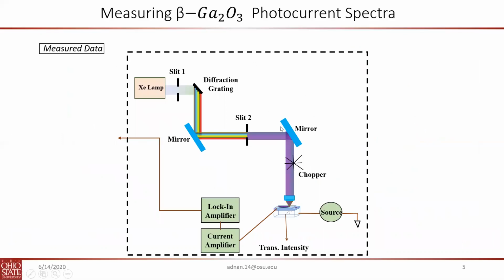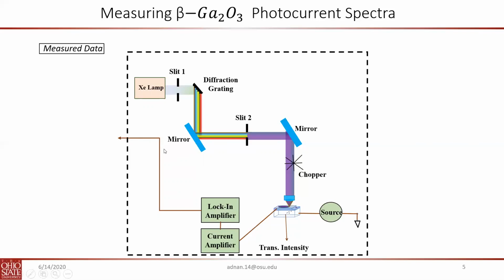So this is our experimental setup. We have a xenon lamp as the source, which produces light that goes through slits, mirrors, and a diffraction grating to produce a single wavelength light source. This single wavelength continuous light is then changed into pulsed light using a chopper. This pulsed light falls onto the photoelectronic device and produces an alternating photocurrent that is read out and displayed by the lock-in amplifier.